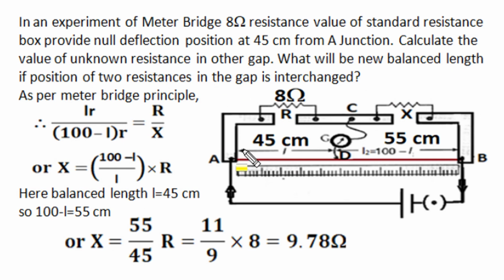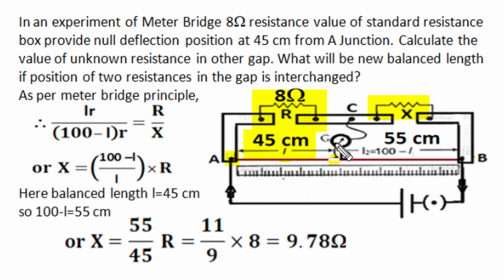This numerical example will explain the theory of meter bridge circuitry. In an experiment of meter bridge, to measure unknown resistance, we select 8 ohm value in standard resistance box and obtained balance length equal to 45 cm from position A of sliding jockey contact. We have to determine the value of unknown resistance, and in the second part, we have to determine this balance length if we interchange the position of known resistance and unknown resistance in these two gaps.